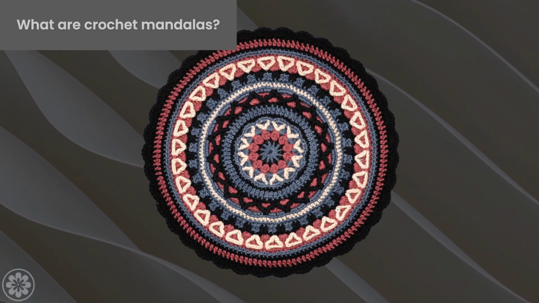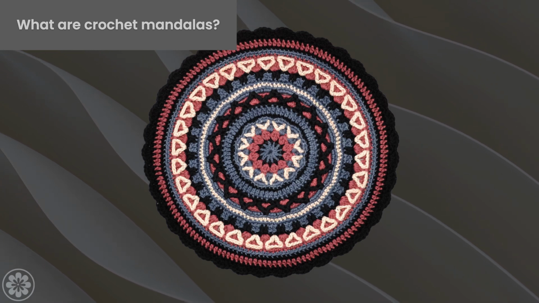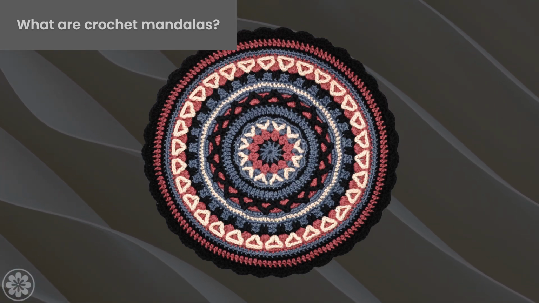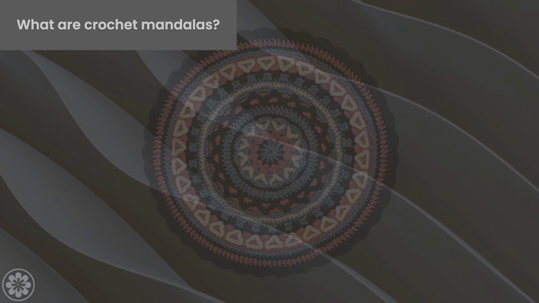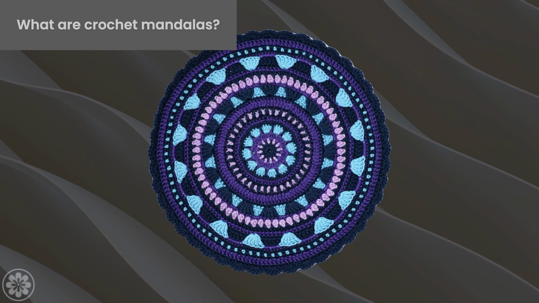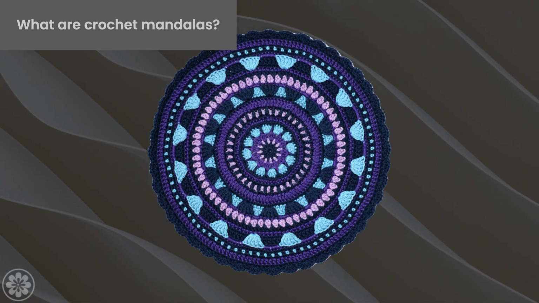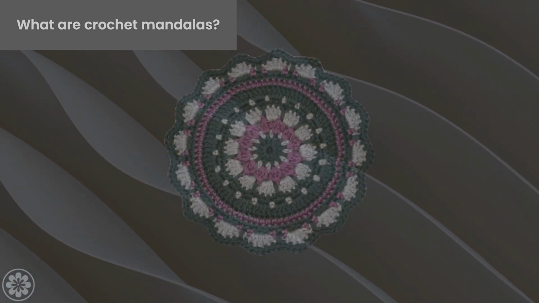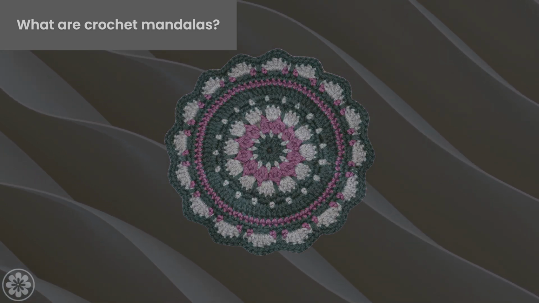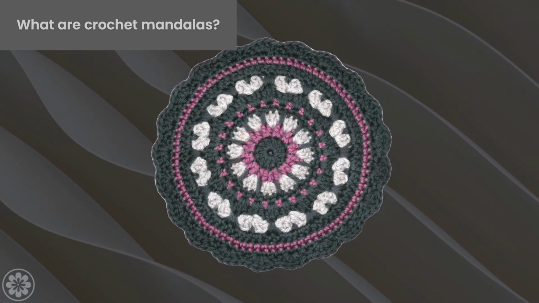What are crochet mandalas? Crochet mandalas are circular pieces of art that are made up of various elements that come together to create a stunning design. They can be small or large, simple or complex, and can be used in a variety of ways, such as wall hangings, coasters, or even blankets. They are loved by many crafters around the world for their beauty and versatility.